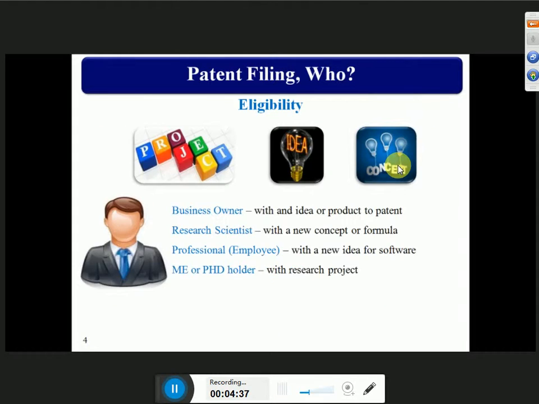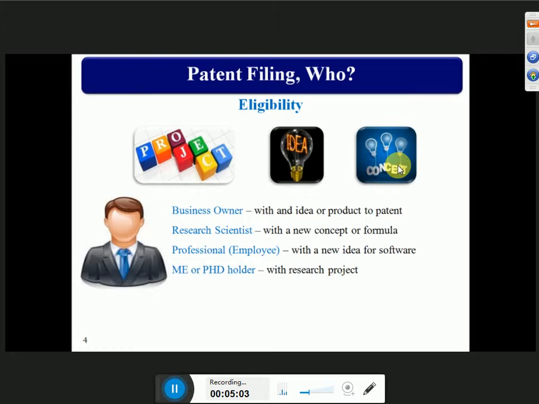So, so far as eligibility is concerned, there is no such eligibility, but you must have an idea first. That idea may be conceptualized, or that idea may be implemented so as to make an instrument or a device that can be sellable or that can be used in society.